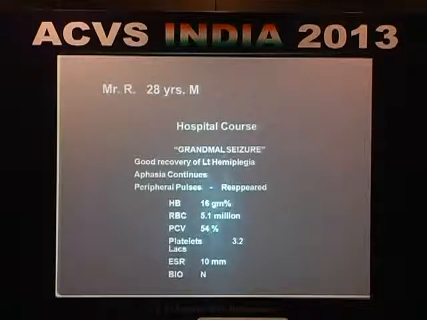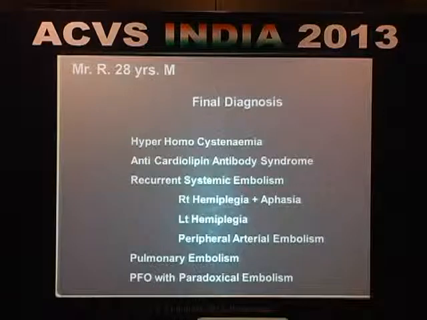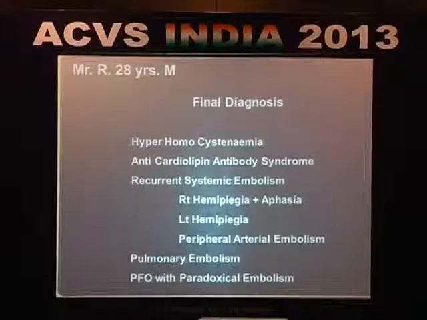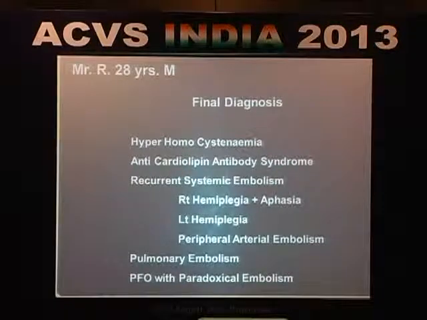So this patient made a good recovery of the left hemiplegia, but he continued to have a speech deficit, and after the treatment all his peripheral pulses reappeared. When we started investigating him, his C-reactive protein was positive, his homocysteine was very high, the cutoff level is 15, he had about 25, and he had anti-cardiolipin antibodies which were abnormally high. And the final diagnosis was hyperhomocysteinemia with anticardiolipin antibody syndrome with recurrent systemic embolism. And he also had pulmonary embolism, which I had not shown here. But he had a thrombus which was seen in the right pulmonary artery and main pulmonary artery. And he had a PFO, patent foramen ovale, with paradoxical embolism with the thrombus in transit.